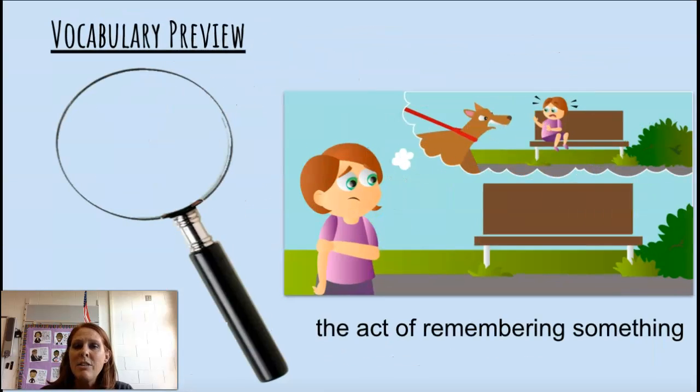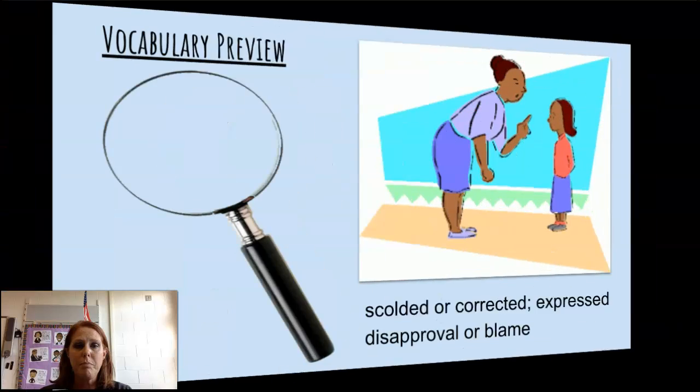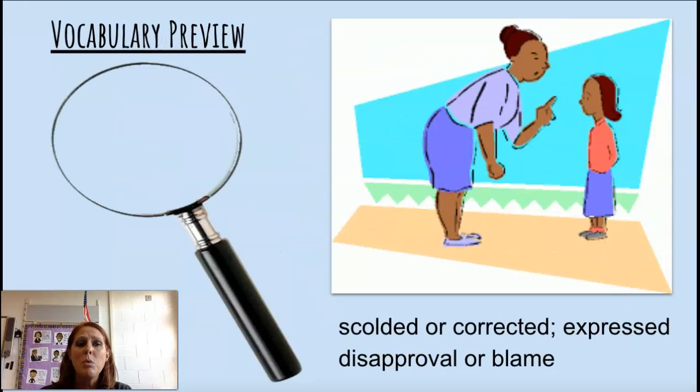Next, the act of remembering something. I have a hard time with this sometimes, but the act of remembering something is a recollection. A recollection. And remember, boys and girls, you want to say these words with me. Next is scolded or corrected. Expressed disapproval or blame. So if you're scolded or corrected, sometimes this happens if we don't do what our parents tell us to do, that is reproached. Reproached.